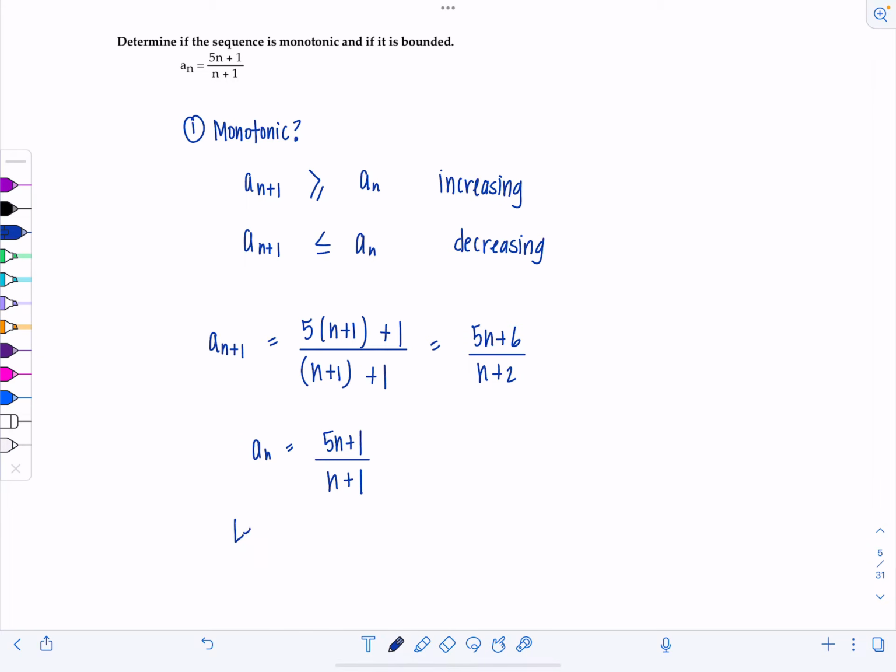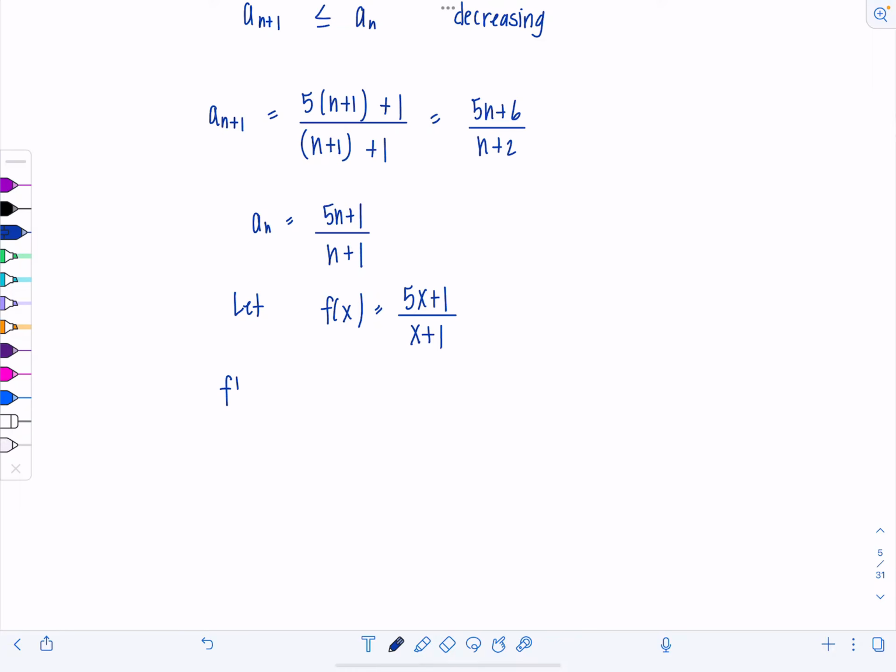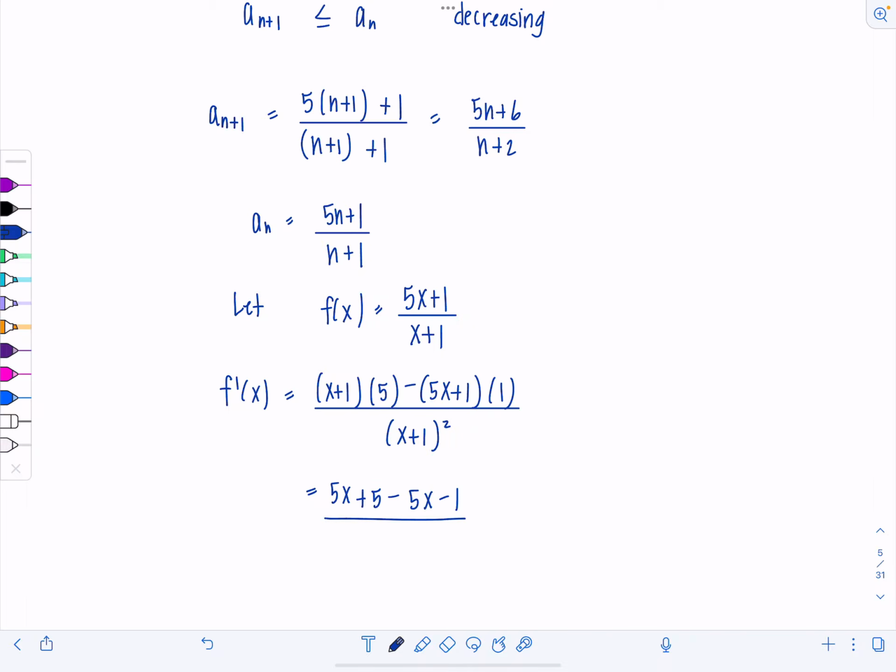I'm going to say let f(x) equal (5x+1)/(x+1). And I want to look at f'(x). Okay, let's do it. So f'(x), now we use the quotient rule. So low d high, denominator times derivative of numerator, minus high d low, over low low. Okay, let's clean this up. This is going to be (5x+5 minus 5x minus 1) over (x+1) squared.